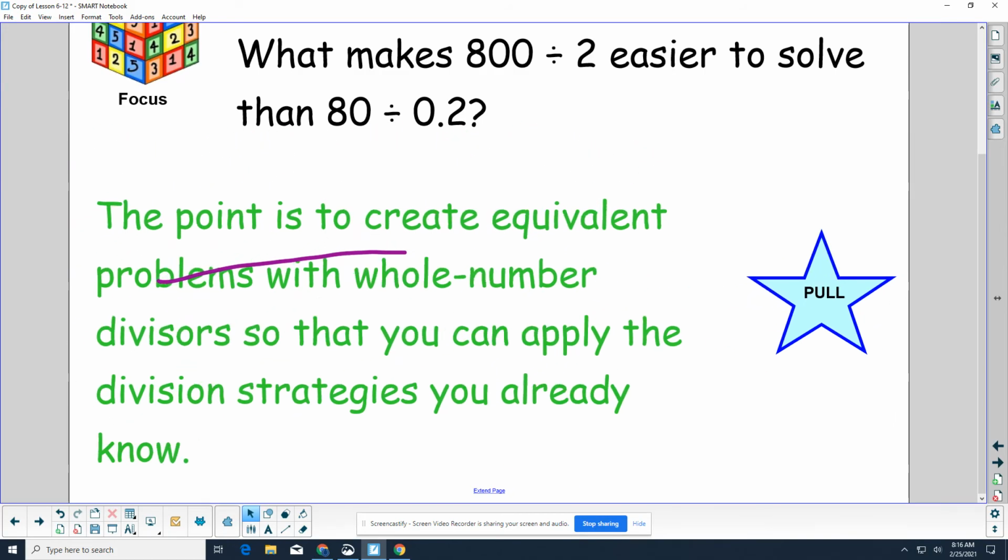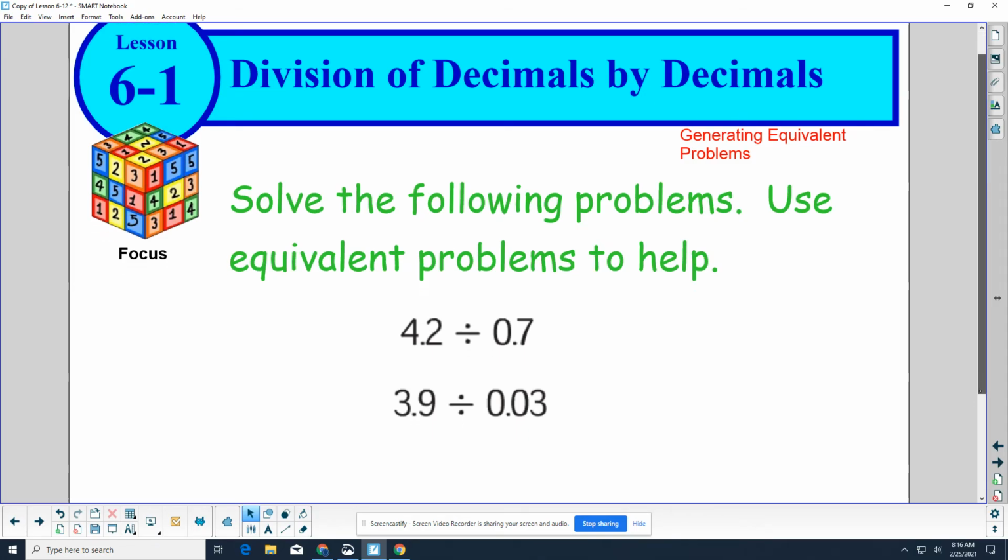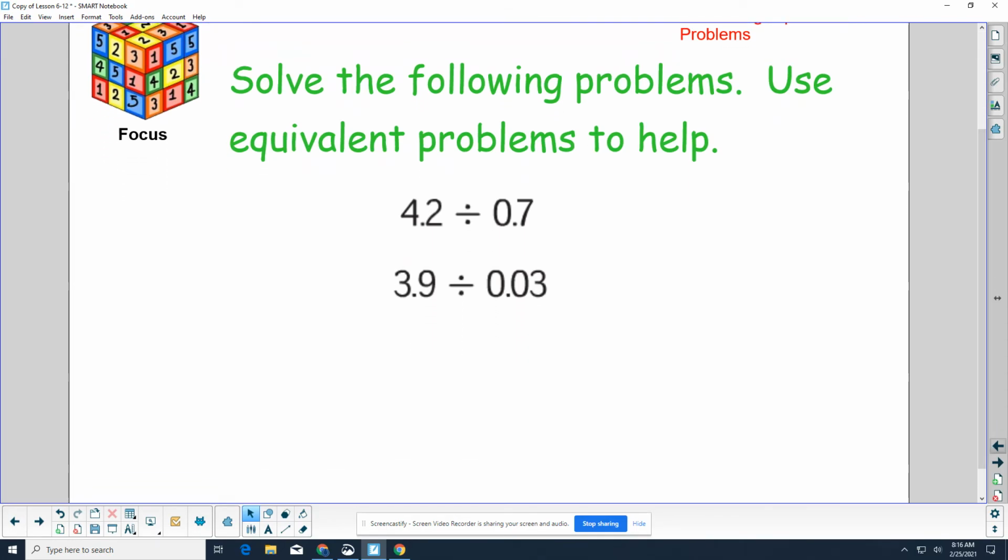So the point is to create equivalent problems with whole number divisors so you can apply the division strategies you already know. So the whole idea is to take those decimal things, make them less intimidating, make them easier for you to do quicker math with them. Okay. So let's look at these two. So I want you to try to write these as equivalent problems and solve on your own. So pause the video and try these.